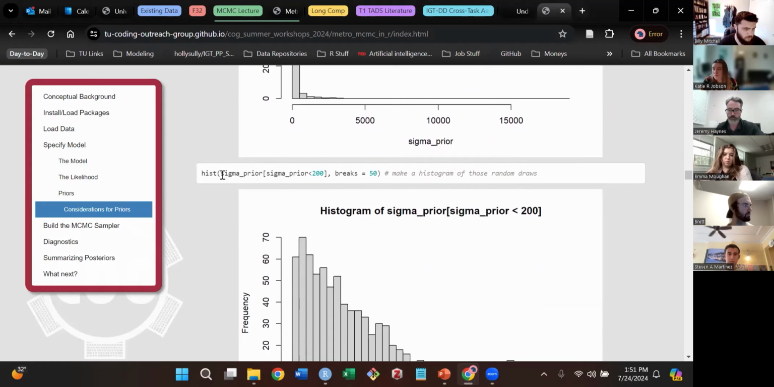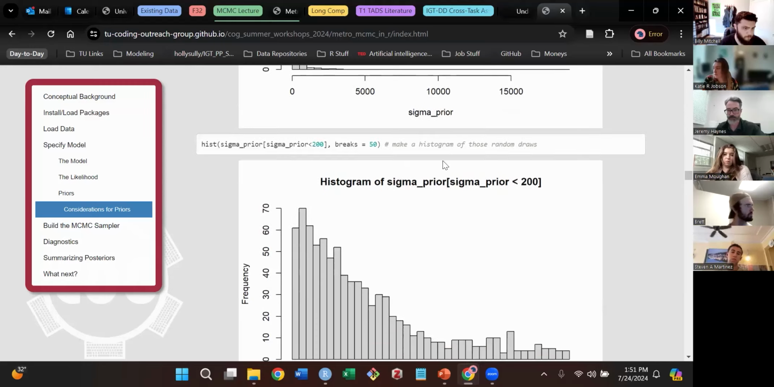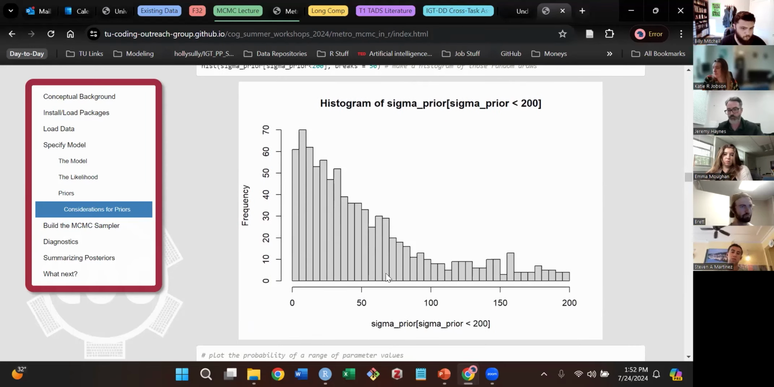And that's basically what I'm doing here. I'm saying, okay, give me the distribution of the standard deviations that are under 200. And let's check out that histogram. And this is what that looks like. This is generally speaking what we want to see. So a standard deviation of 50 is pretty high for these data. And again, this is what we're assuming are some plausible parameter values.